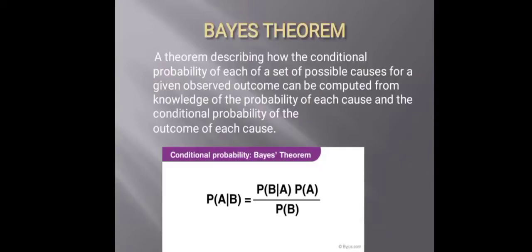Bayes theorem, a theorem describing how the conditional probability of each of a set of possible causes for a given observed outcome can be computed from knowledge of the probability of each cause and the conditional probability of the outcome of each cause. Bayes theorem formula: P of A given B is equal to P of B given A into P of A divided by P of B.